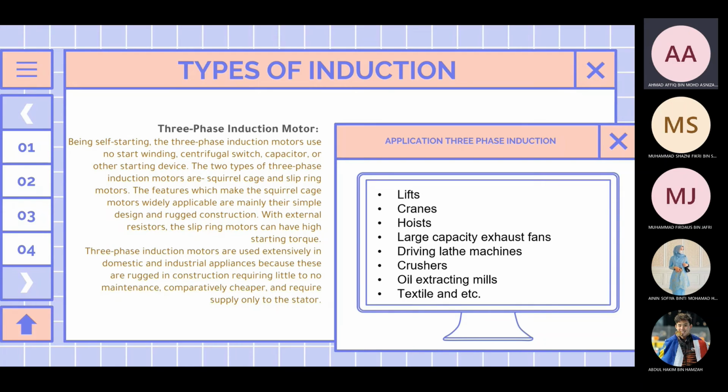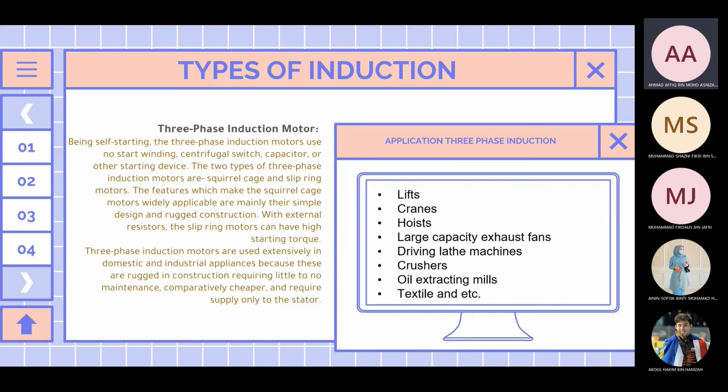Being self-starting, the three-phase induction motor uses no start winding, centrifugal switch, capacitor, or other starting device. The two types of three-phase induction motor are squirrel cage and slip ring motors. The features which make the squirrel cage motor widely applicable are mainly their simple design and rugged construction. With an external resistor, the slip ring motors can have high starting torque.